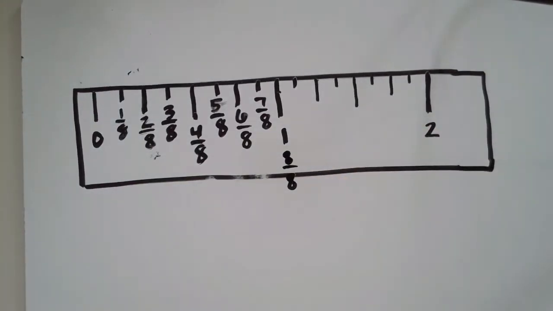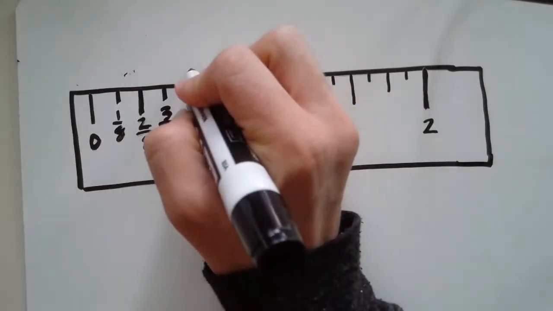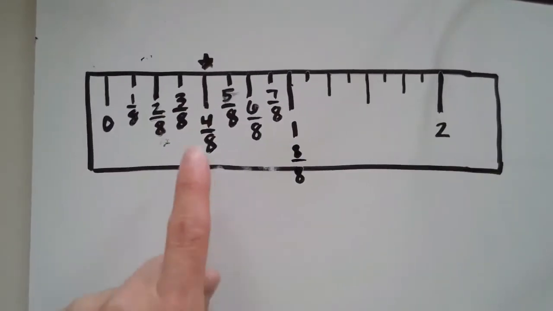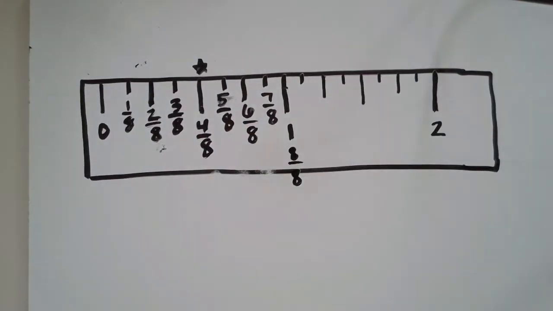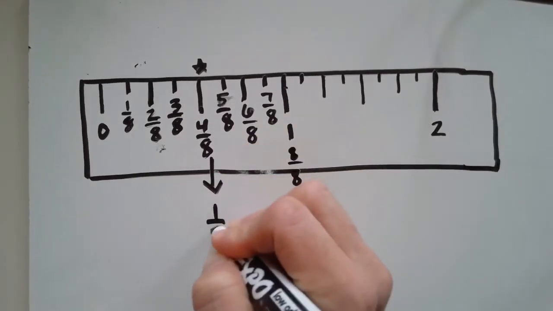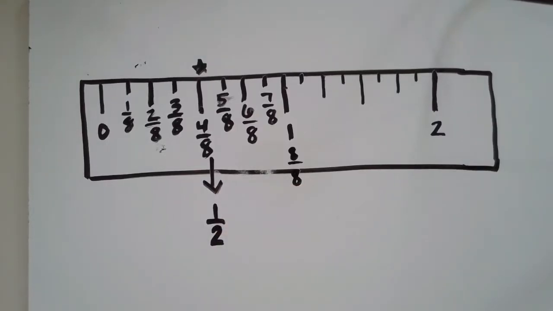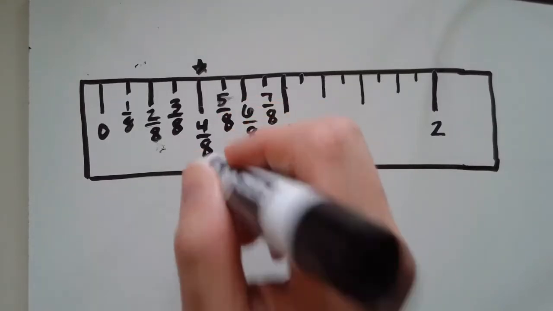Okay? 8/8. Now, whenever we have an easier way to describe something, we do so. So instead of calling this one right here, I'm going to put a little star above it. Instead of saying that from 0 to this line is 4/8 of an inch, we're going to simplify that, and we're going to call that 1/2, because 4/8 is also 1/2. They're the same value. 4 is half of 8.